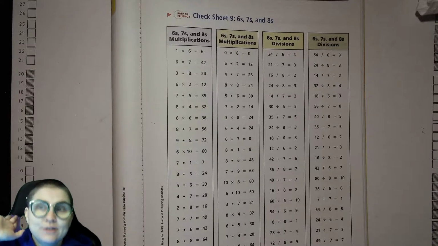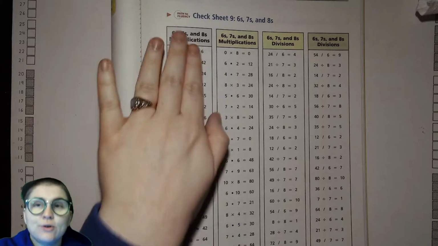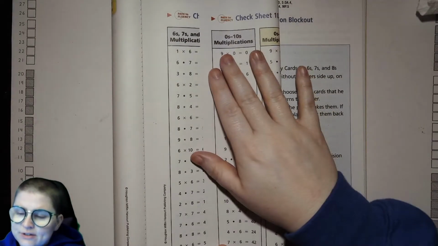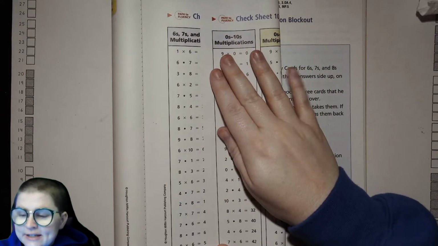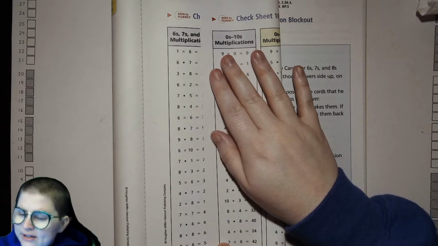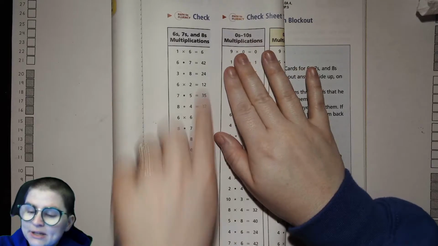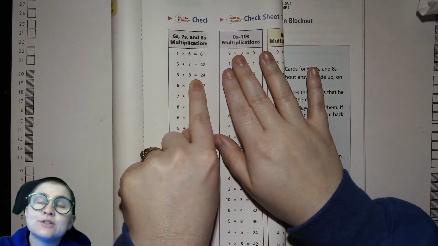So, you're going to stop the video in a second. You're going to go through. You're going to quiz yourself. You can fold the page like this and cover the answers. You'll say 1 times 6 is 6. 6 times 7 is 42. 3 times 8 is 24. And you're quizzing yourself. If you don't know, you can peek, but then you say it completely correct so you remember it for next time.